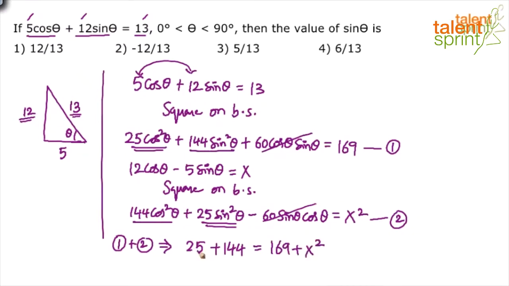Now 25 plus 144 is 169. So this 169 and 169 get cancelled on both sides. What are we left with? X squared equals 0, which implies x is 0. So what do we get to know?